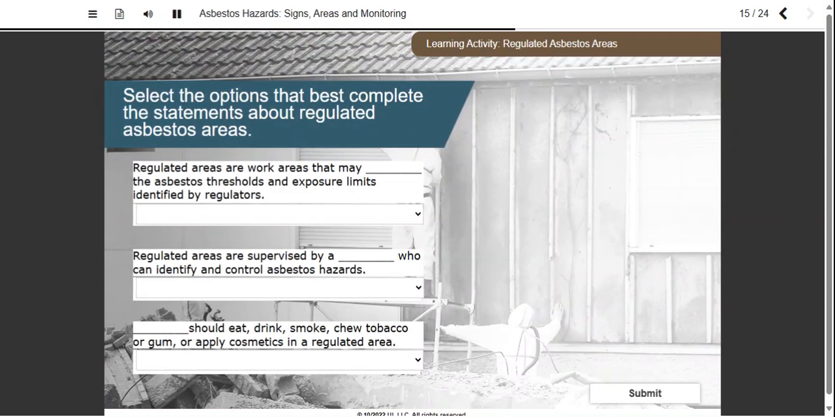Select the options that best complete the statements about regulated asbestos areas.